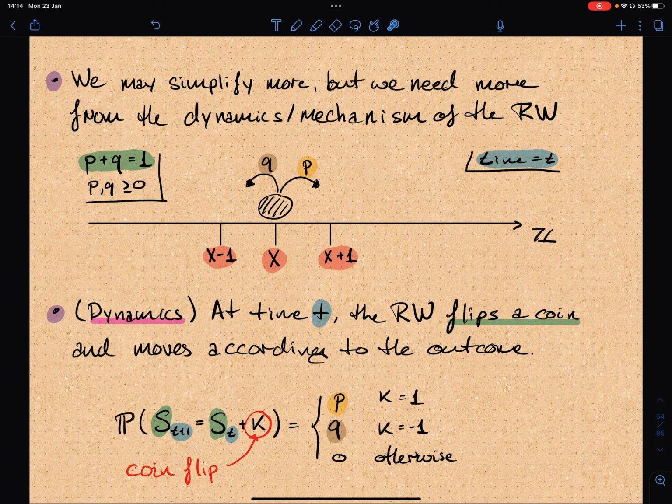In particular, if I want to write this as a formula, I say that the position at time t plus 1 is equal to the position at time t plus k. And k really represents my coin flip, and it's either going to be plus or minus 1. It's going to be 1 if it's heads, or minus 1 if it's tails. So we see that it's going to move up plus 1 if it lands heads, with probability p, minus 1 if it lands tails, and otherwise it's going to be 0. So these are the dynamics of my coin flip. Let's start my random walk.